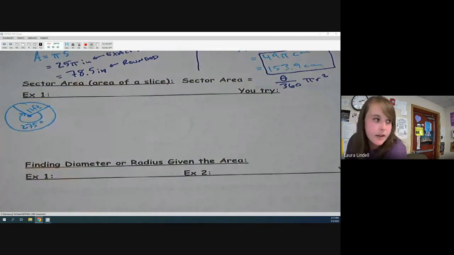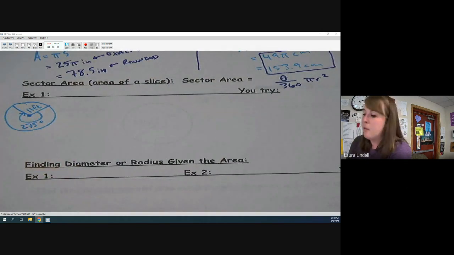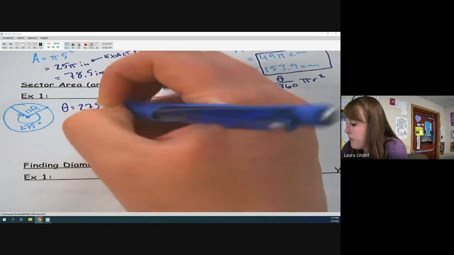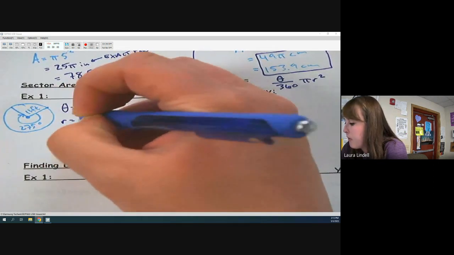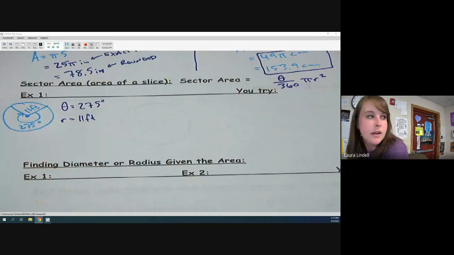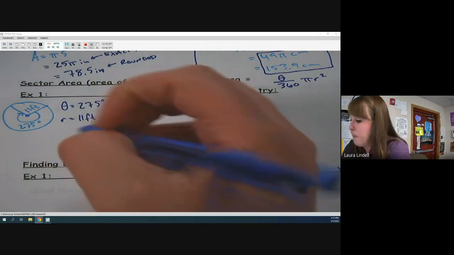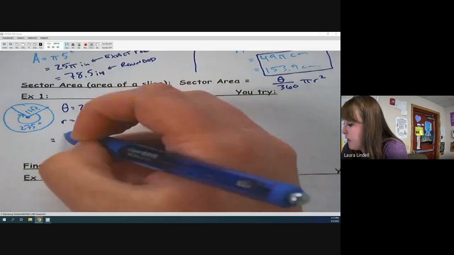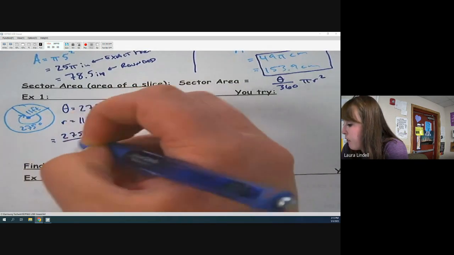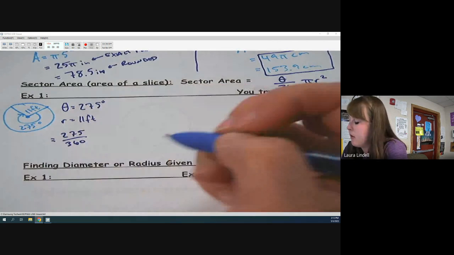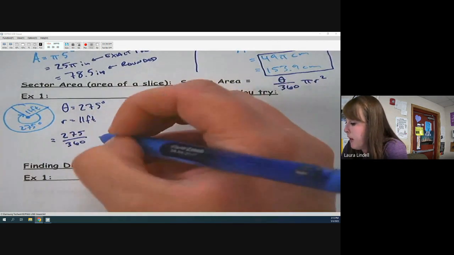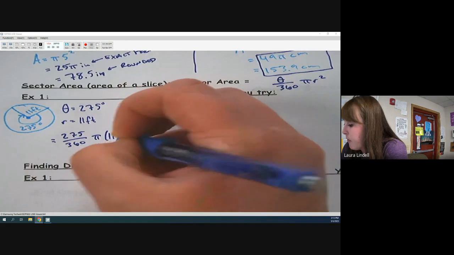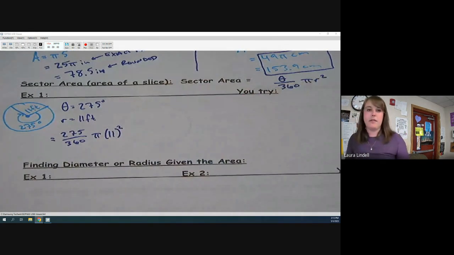We have 11 feet. So collecting information for our problem, theta is 275 degrees. The radius is 11 feet. Now we're going to put this into our formula. So our sector area is going to be 275 over 360. So that's how much of the circle that we have, times pi times 11 squared, since 11 is our radius.